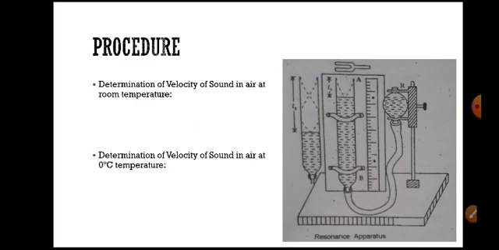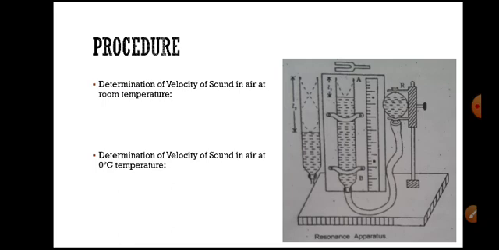First, initially make sure that the resonance apparatus is vertically placed, and take the reservoir to the top of the stand. The apparatus main pipe and the reservoir should be at the same level. Upper level should be the same. Now fill the reservoir with water. Pour the water into the reservoir, then water goes to the main pipe.